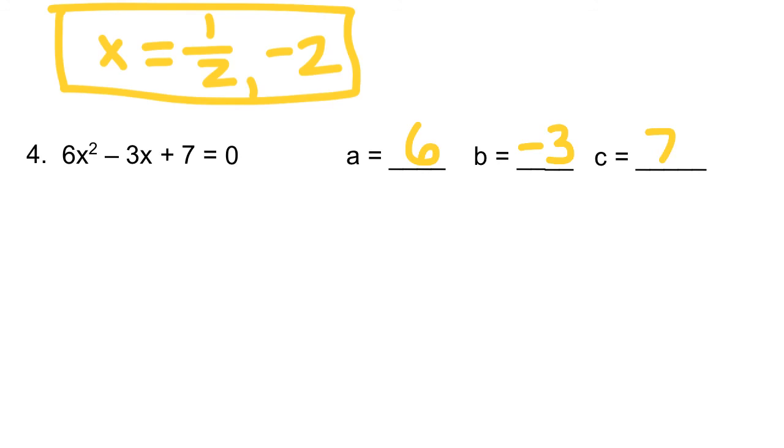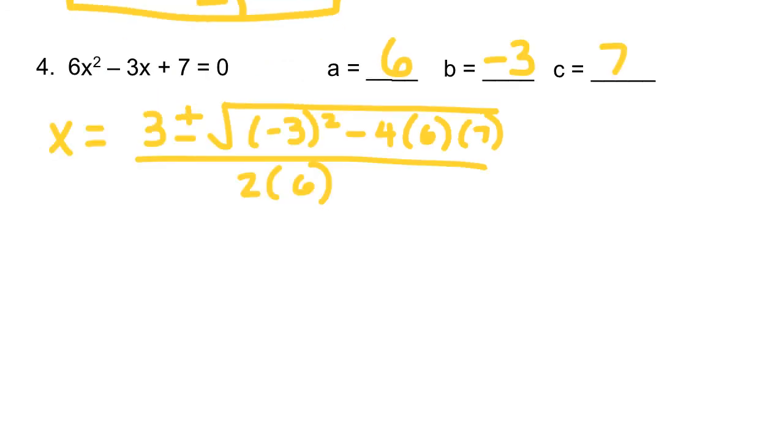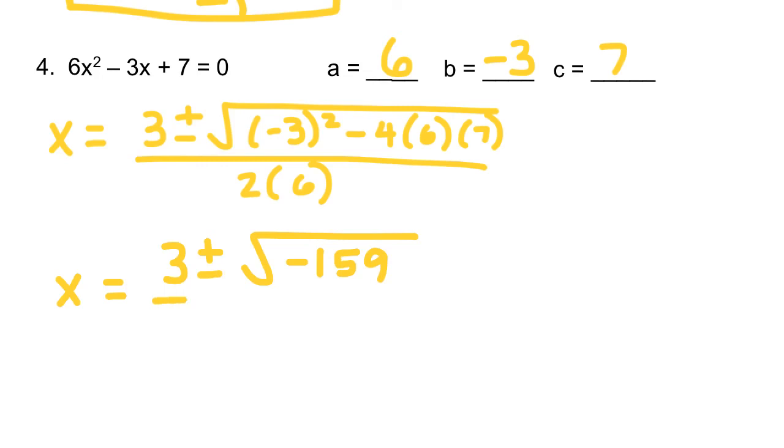Please take a moment to pause the video and substitute it into your quadratic formula. Now that we have substituted our numbers into the quadratic formula, we're going to have 3 plus or minus the square root of negative 159 over 12.